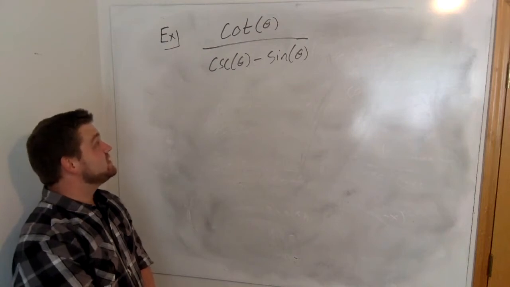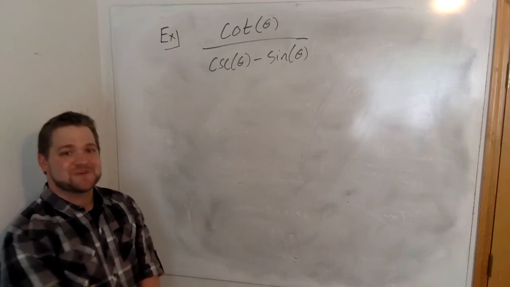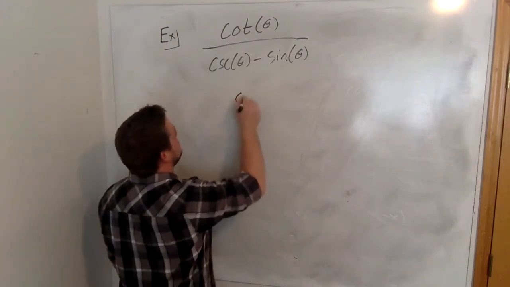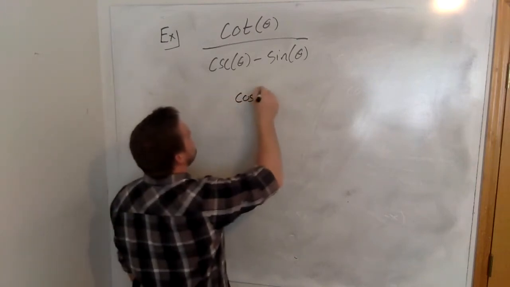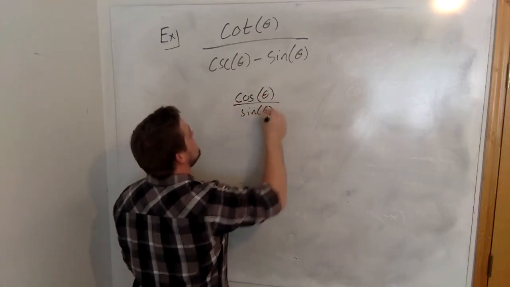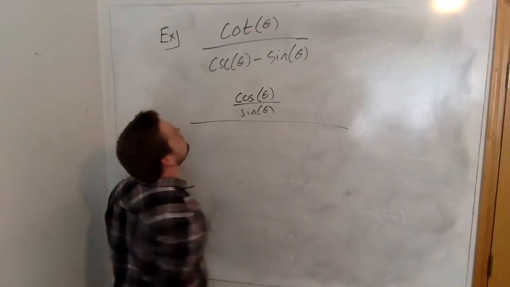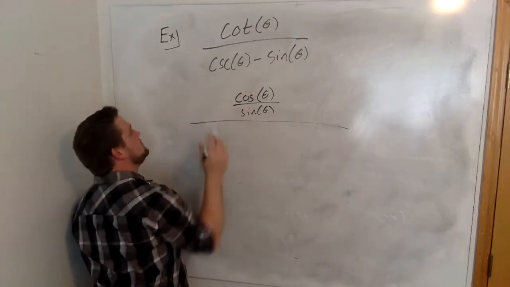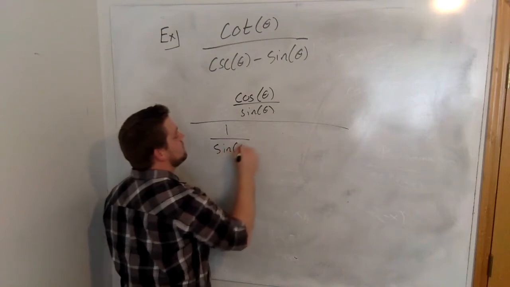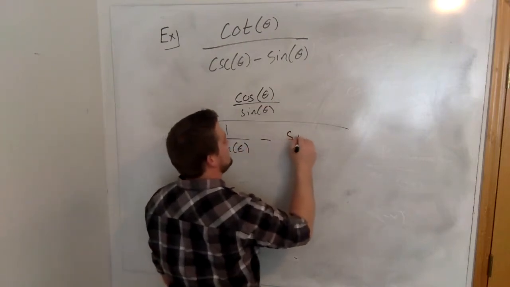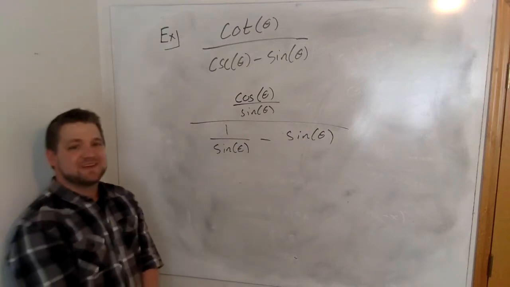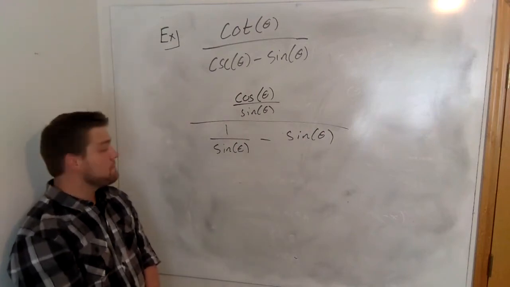In this case here, I think it's going to be nice for us to write everything in terms of sines and cosines. So cotangent is the same thing as cosine of theta all over sine of theta. All over, let's see what we have here. Well, cosecant is the same thing as 1 over sine of theta minus, how about just a sine of theta? So I've written everything in terms of sines and cosines.